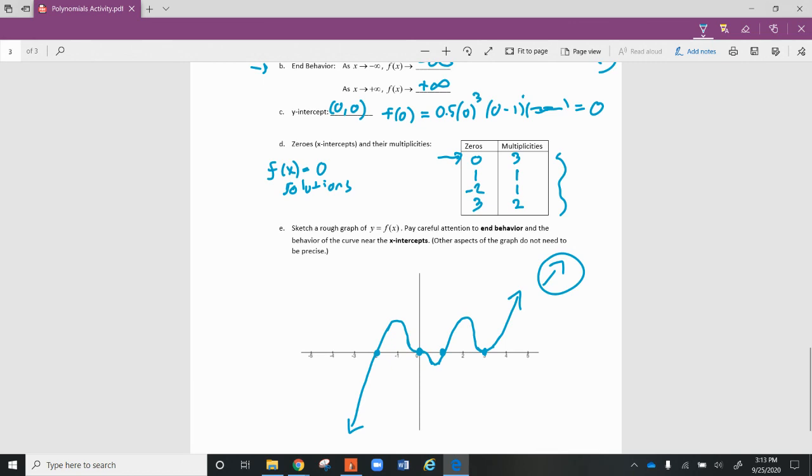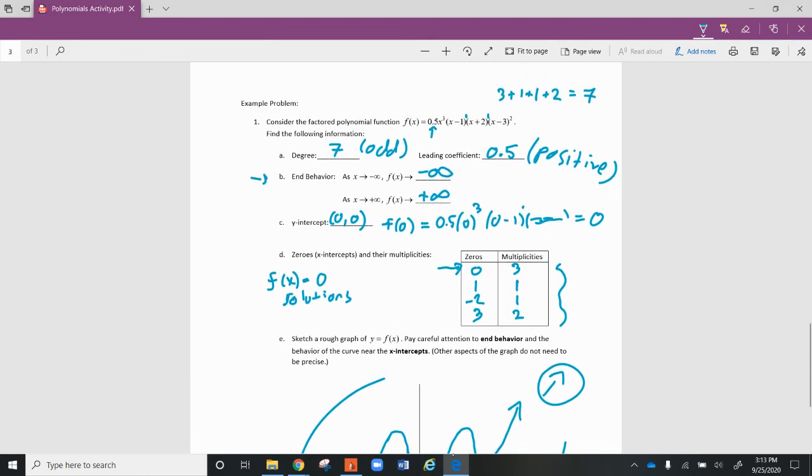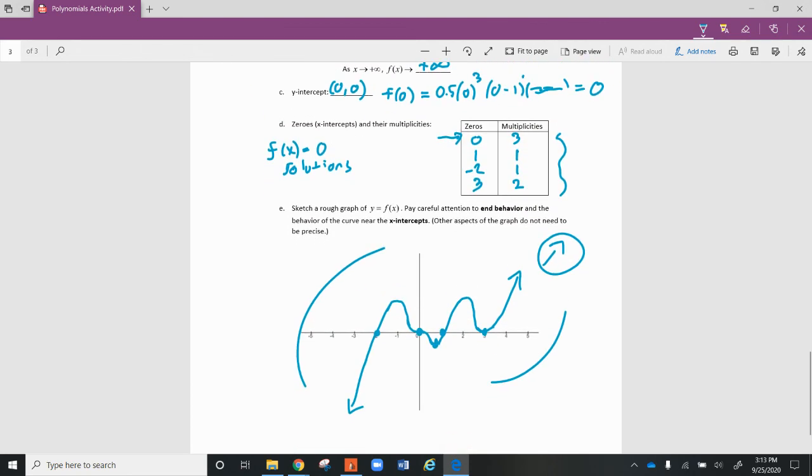So this is a very rough graph, right? I know nothing about the actual y coordinates of these points. I have no idea if this is going up too far or not far enough or anything like that. I don't know exactly where these local maximums and minimums are meant to be, but it doesn't matter. All that we're doing here is getting a rough picture of what the graph is going to look like based on the zeros, the multiplicities, the end behavior, the y-intercept, and that stuff.